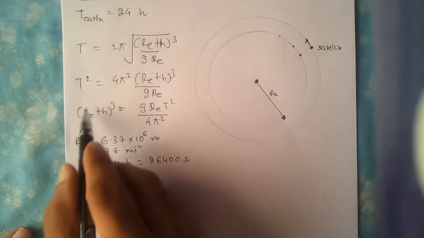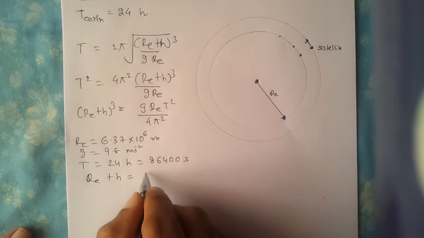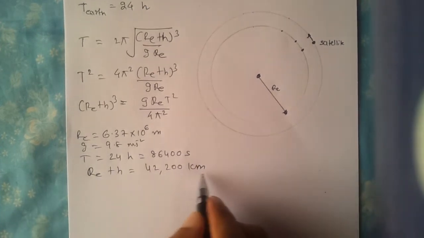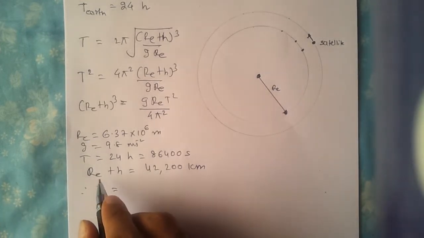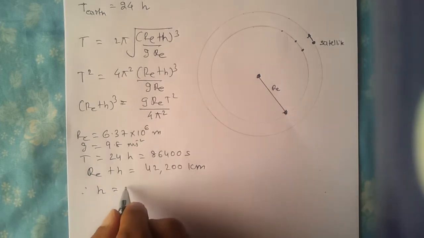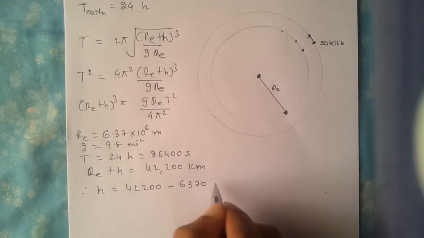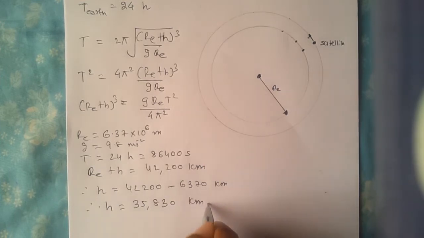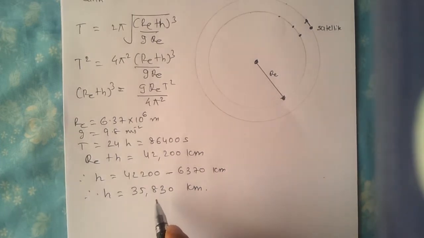So I know everything over here. If I do this particular calculation, I'll get RE plus h is equal to 42,200 kilometer. Please note that this is in kilometers, and therefore the value of h I'll get is, the radius of the Earth is approximately 6370 kilometers, so 42,200 minus 6370 kilometers. So h will be equal to 35,830 kilometer approximately.